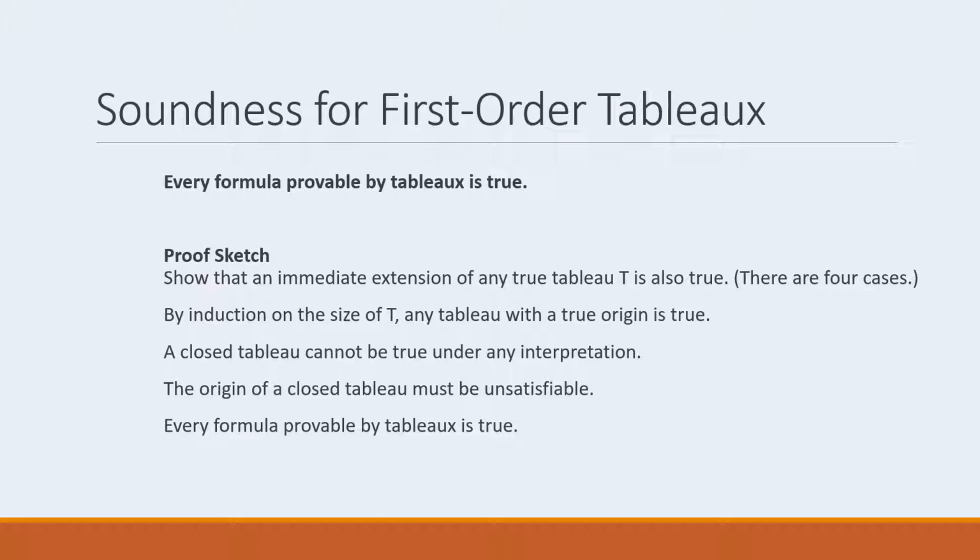Essentially what we're going to do is show that an immediate extension of any true Tableau T is also true. There are only 4 ways to extend a Tableau, so there are only 4 cases we have to check there. Then by induction on the size of T, any Tableau with a true origin is true. A closed Tableau cannot be true under any interpretation, therefore, because a closed Tableau, by definition, contains a contradiction. The origin of a closed Tableau must then be unsatisfiable, and so every formula provable by Tableau is true.